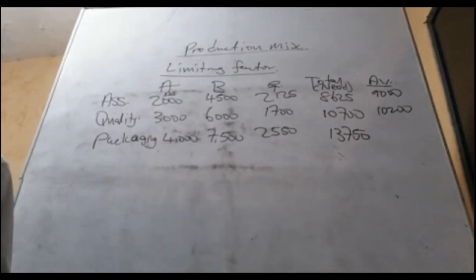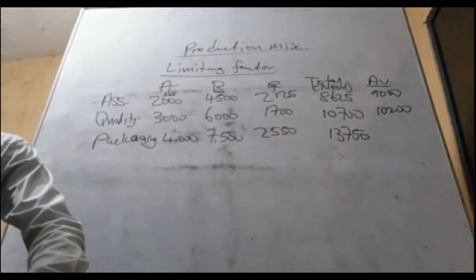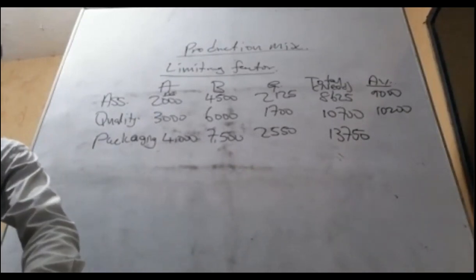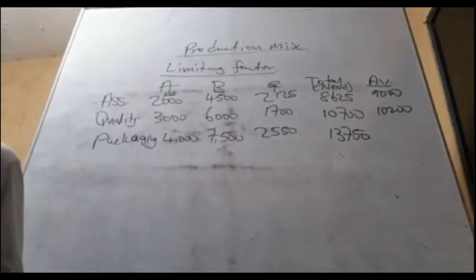Now let's do the last one, that's the packaging. There are 250 hours, right? So 250 by 60 will give us 15,000, right? Okay, so 15,000. That's packaging. So 15,000. That's great.